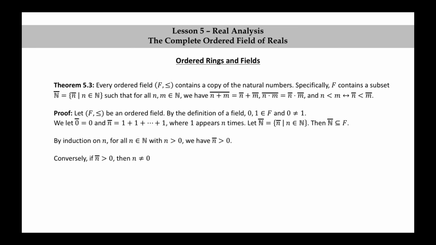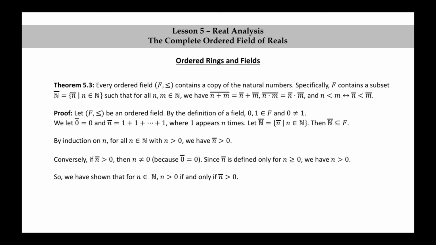Conversely, if n bar is greater than 0, then n is not equal to 0. That's because 0 bar is equal to 0 by definition. Since n bar is defined only for n greater than or equal to 0, we have n greater than 0. So we have shown that for n in the set of natural numbers, n is greater than 0 if and only if n bar is greater than 0.